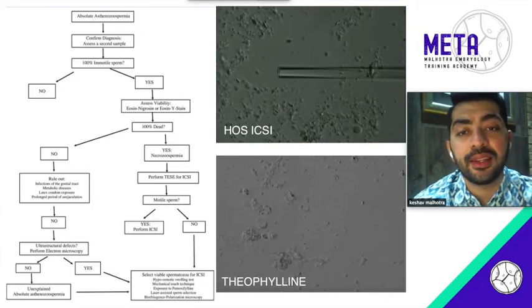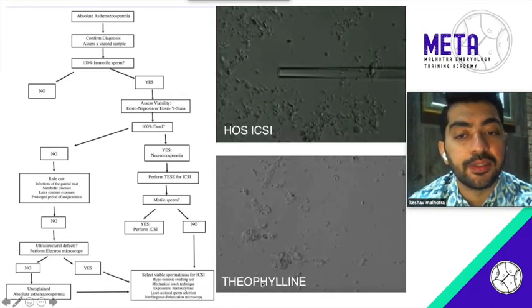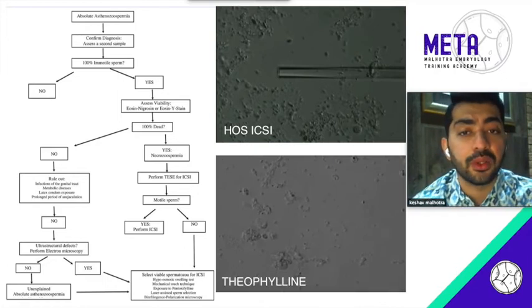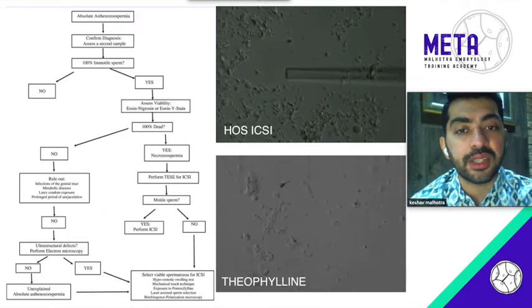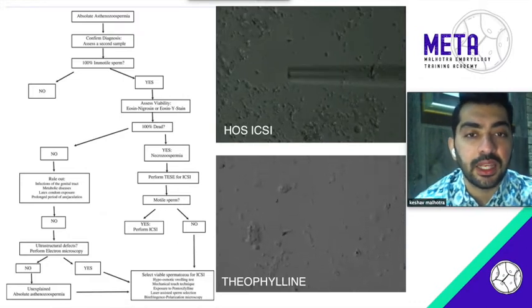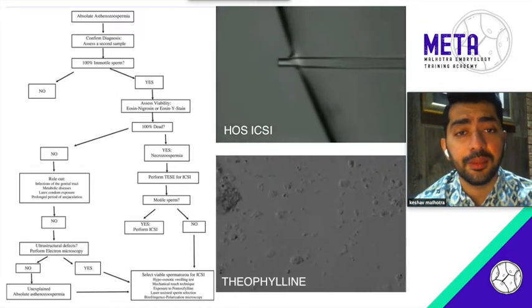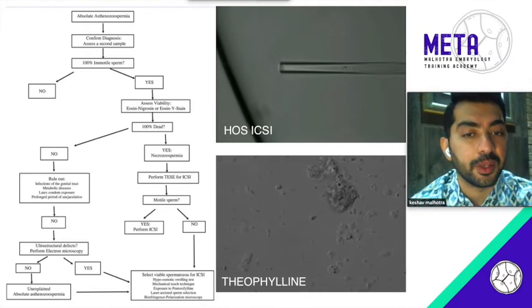Once you have vital sperms, in some scenarios you can do HOS-ICSI if that is available in your clinic, and the newer modality which is available as of now is the use of motility enhancers like theophylline, which activate the sperm, and thus even immotile sperms, because of theophylline, can actually become motile, and it becomes very easy for the embryologist to actually pick up the sperms.